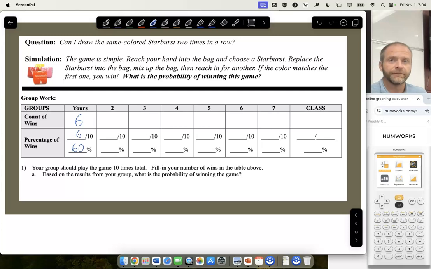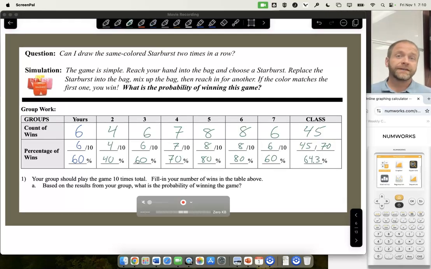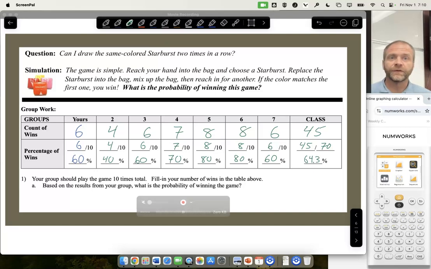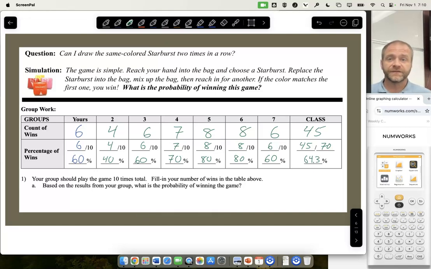And so what happens is we are going to do this as a class and collect all of the data that we need. So I did this many times. I did a total of 70 times. I did 7 trials with 10 in there. And this is my data. There was 6, 4, 6, 7, 8, 8, 6 victories for each of the groups I did. And that was a total of 45. So out of 70, I had 45 wins, which is about 64.3%.